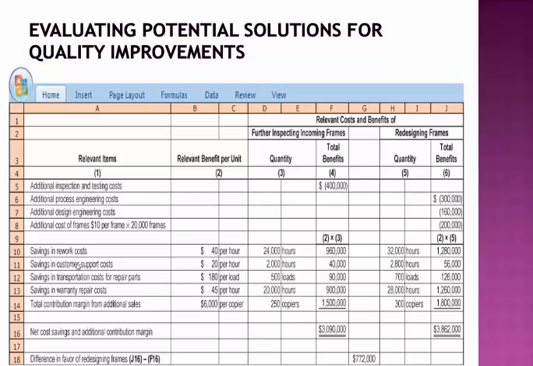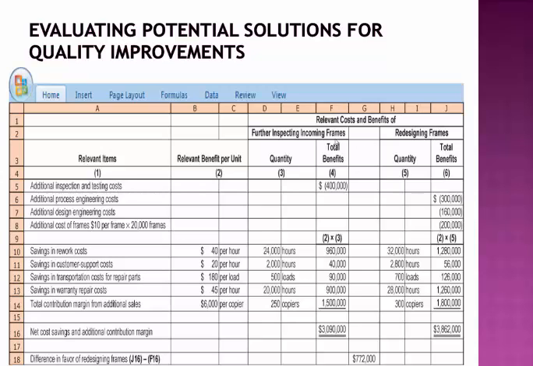So, for example, allocated costs, we do not have to go and look at those. All we're going to do is look at the things that are going to change under our alternatives. All right, so notice that here we have A, further inspecting the incoming frames, and then here is B, redesigning the frames.